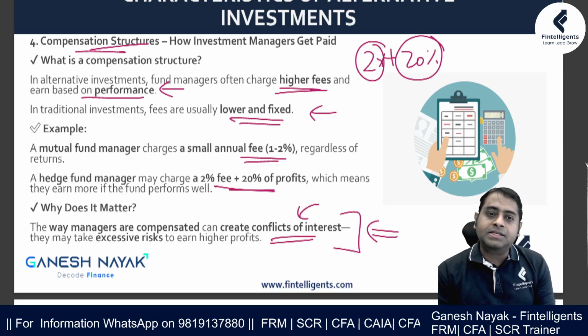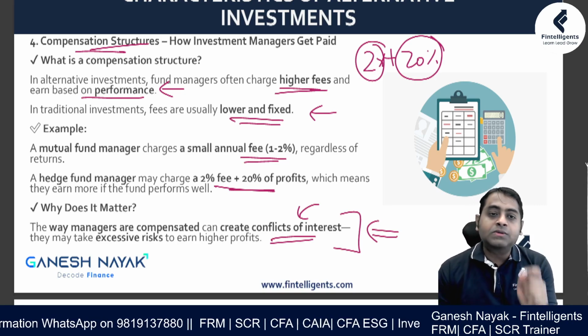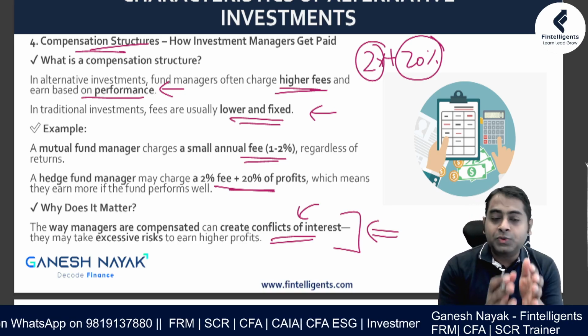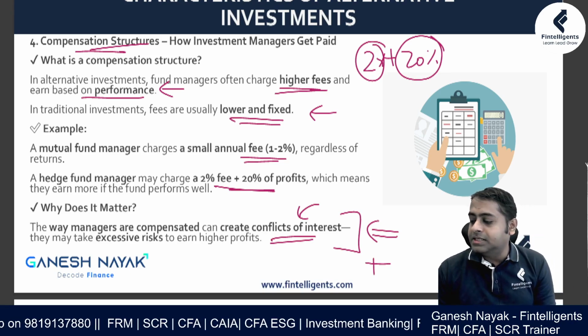They want to take risk, but it should be calculated risk. It should not be extremely high risk. That is the conflict of interest which you have to manage when you're structuring a compensation part. I'm taking a pause, read this point.